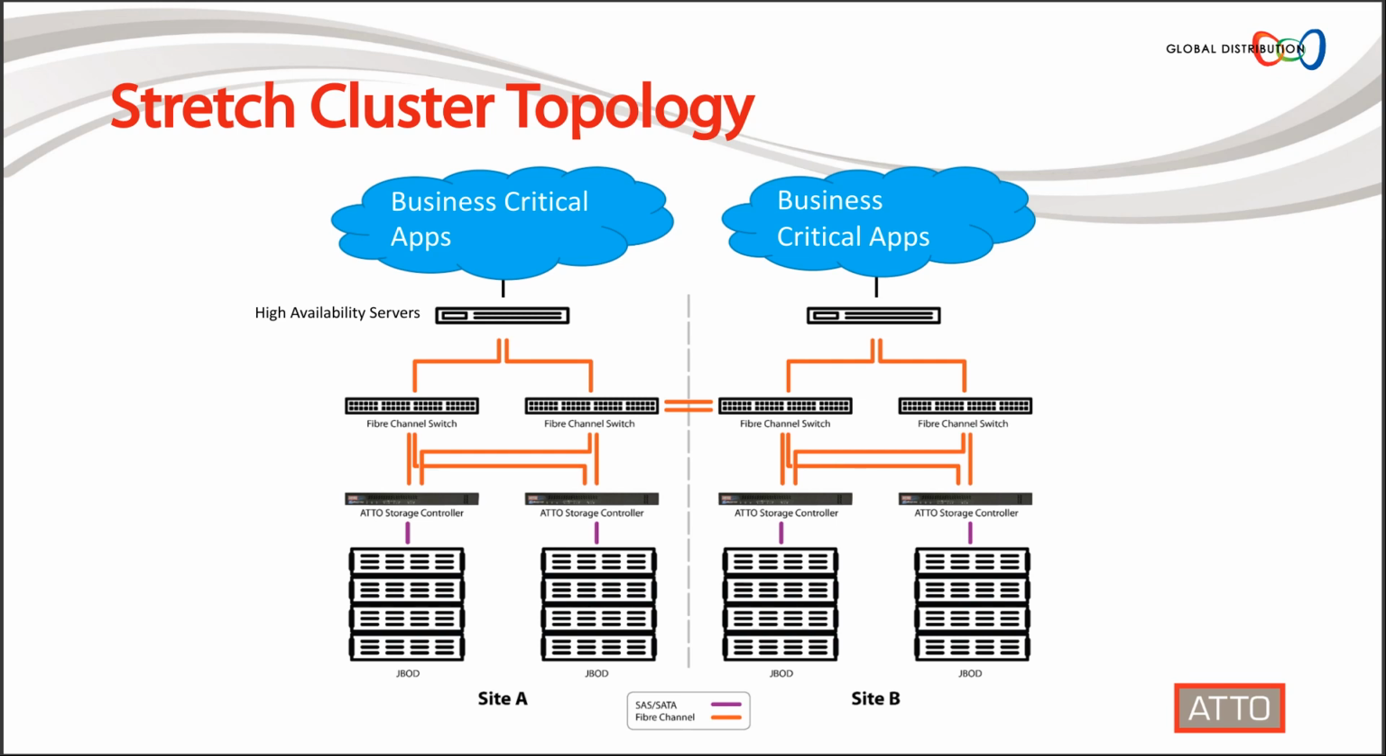location. And really what this does is it allows you to connect your SAS storage, in this case, we're utilizing JBODs, into a fiber channel network in a much more cost-effective way, as opposed to buying some sort of native fiber channel storage, which has a much higher acquisition cost.